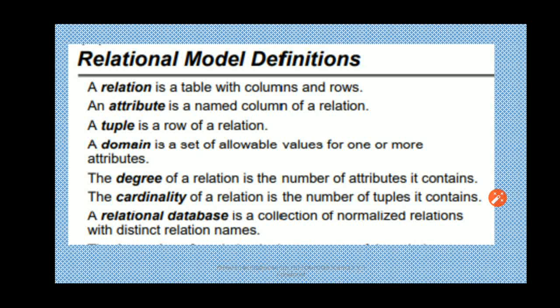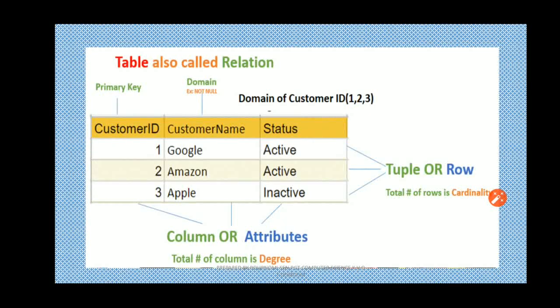Next one is attribute. What is an attribute? An attribute is a named column of a relation. So in a simplified way, what is an attribute? This is a property of a relation. So in this relation, what are the attributes? These are the names of the columns. That means in this relation customer, the attributes are customer ID, customer name and status. So what are the attributes? These are the names of the columns or the properties.